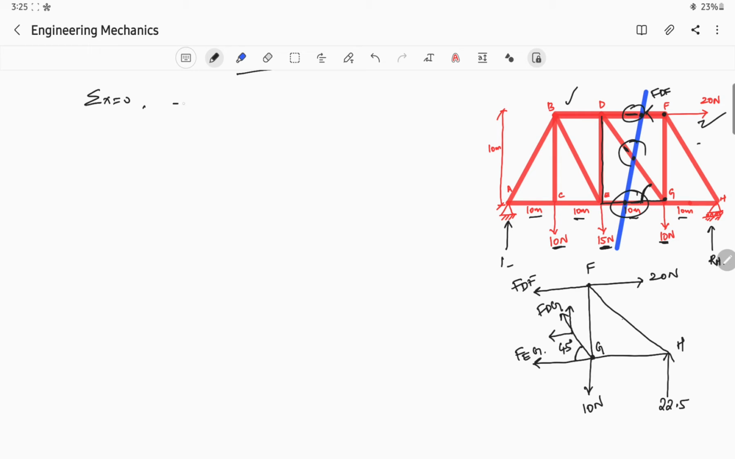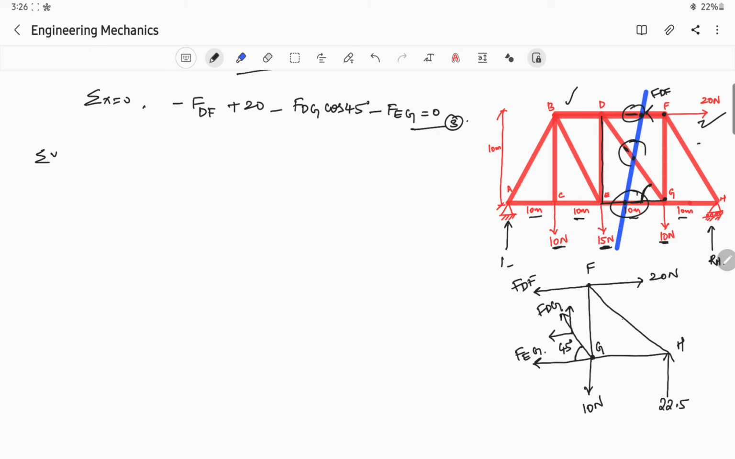So minus FDF plus 20. This one is over. Then we have minus FDG cos 45, right? Minus FDG cos 45. Then we have minus FEG, minus FEG is equal to 0. Can we simplify this one? We cannot simplify, right? So we'll name this equation number 3.